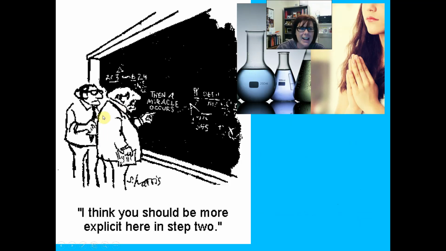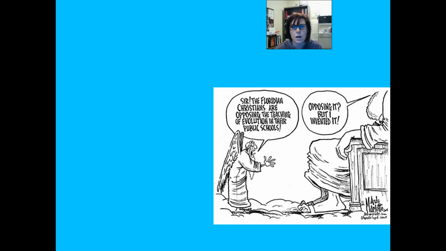So here, I like this cartoon. It says, "I think you should be more explicit here in step 2." And it says, "I don't know, it's kind of blurry. Then a miracle occurs." Okay? All right. So again, science and religion are two different ways of explaining something. Okay? In religion, you're supposed to believe on blind faith. Okay? You're not supposed to question a miracle. You're not supposed to question that. But in science, you're supposed to question everything, and you're supposed to ask for evidence to go along with it.